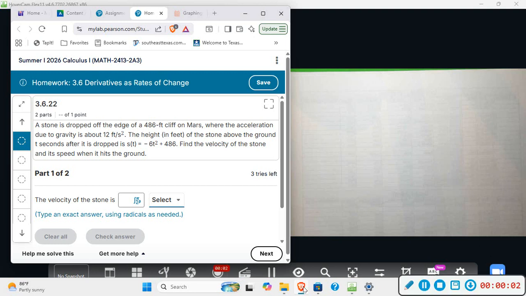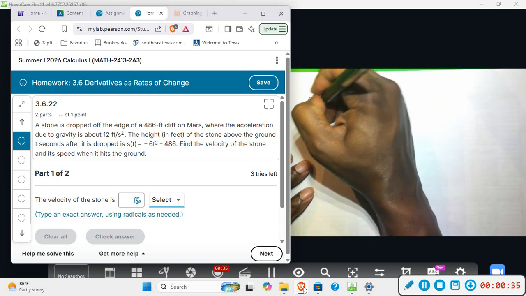All right, question number 6. A stone is dropped off the edge of a 486-foot cliff on Mars, where the acceleration due to gravity is 12 feet per second squared. The height in feet of the stone above the ground, t seconds after it is dropped, is s of t, which is negative 6t squared plus 486. We want to find the velocity of the stone and its speed when it hits the ground.